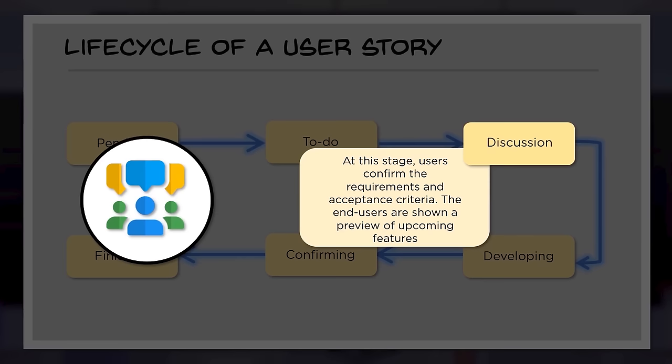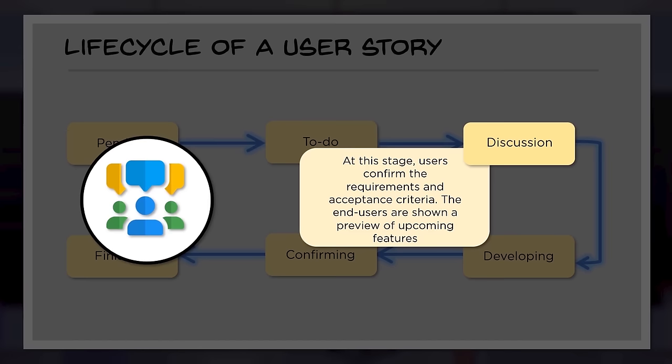Acceptance criteria helps because once you test that particular user story after executing, you will check based on these acceptance criteria so that you can conclude the requirement is fulfilled. The end users are shown a preview of upcoming features so that they understand, yes, this is what we were expecting. They can provide their feedback or insights, whatever is required to be provided.